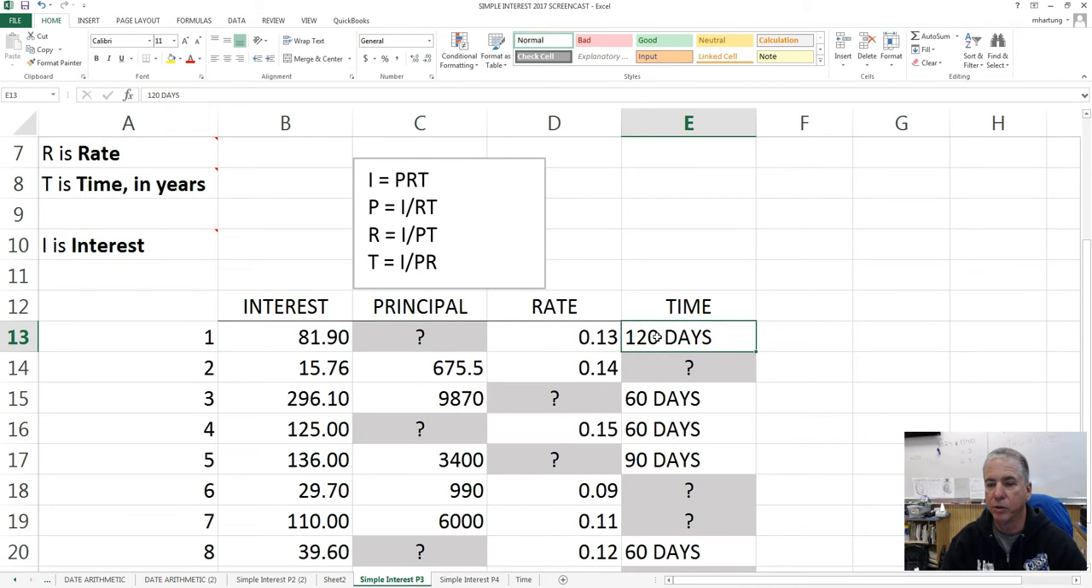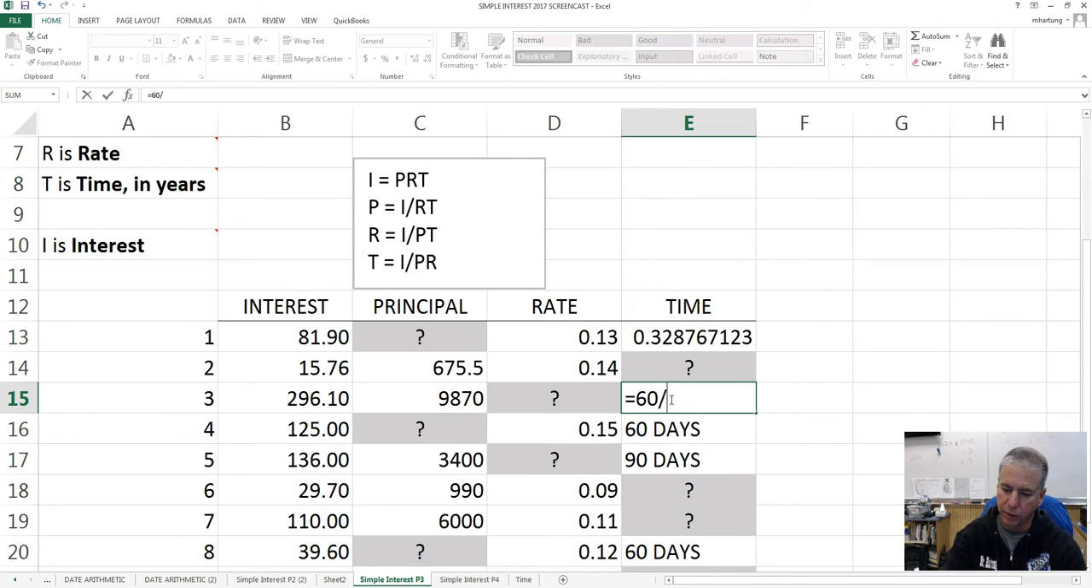And the next step then, you should have also gone through and calculated the amount of time in years. So 120 days, we'll be looking to convert that to years. So 120 days divided by 365 days will tell us the fraction of a year. So equals 120 divided by 365. And in a similar fashion here, 60 days divided by 365.